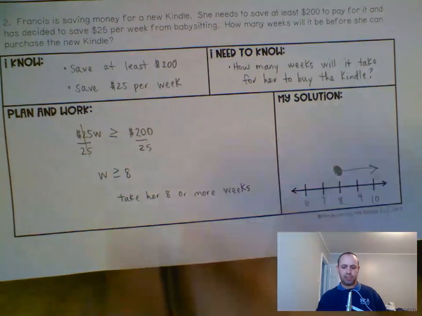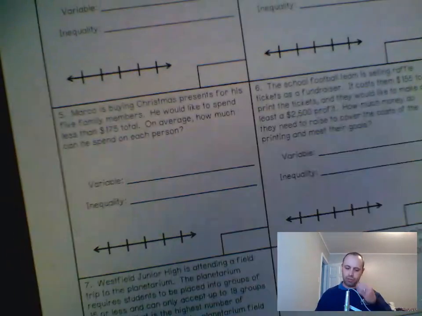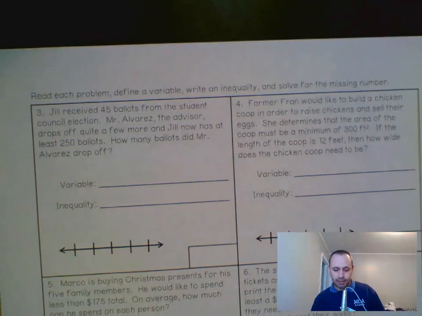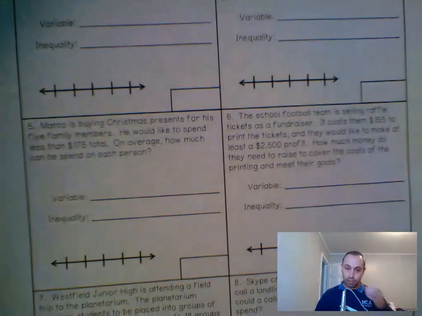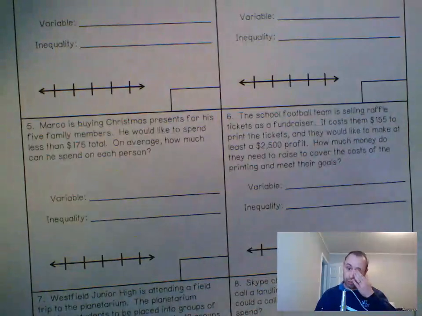All right, what I'd like you guys to do is pick 2 of them on the back and do those. You can do 3 and 4 if you want, or 5 and 6, whatever you want to do. Just pick 2 on the back and do those 2, as well as the 2 I did.